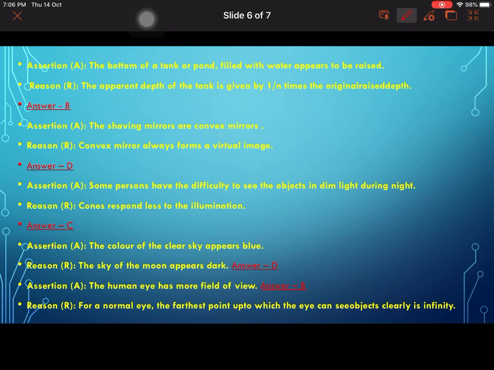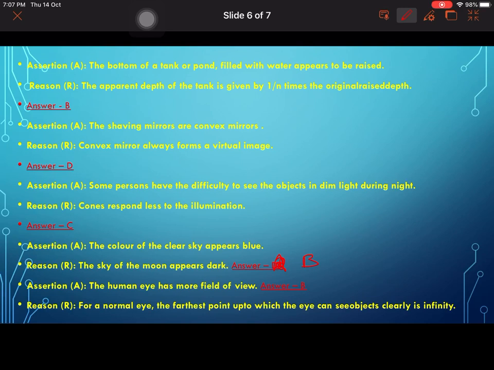The color of the sky appears blue and the sky of the moon appears dark. So in this, the answer will be A, not D. Sorry, it will be B, not D, because both statements are correct, but the reason is not correct.